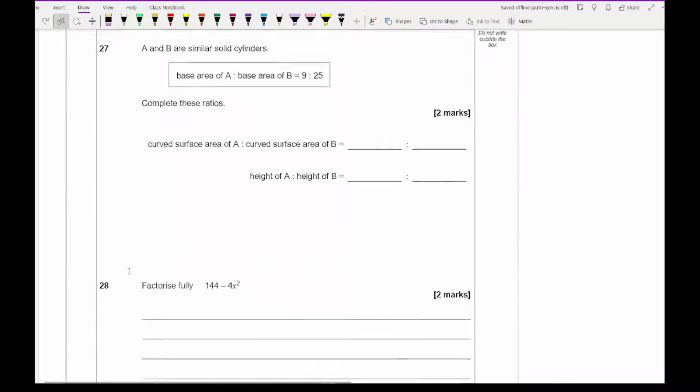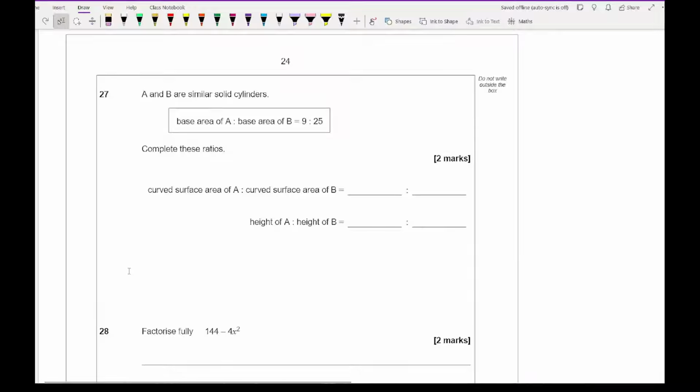So moving on to our next question, question 27. It says A and B are similar solid cylinders. The base area of A to the base area of B is in the ratio of 9 to 25. Complete these ratios: the curved surface area of A to B, and then the height of A to B as well.